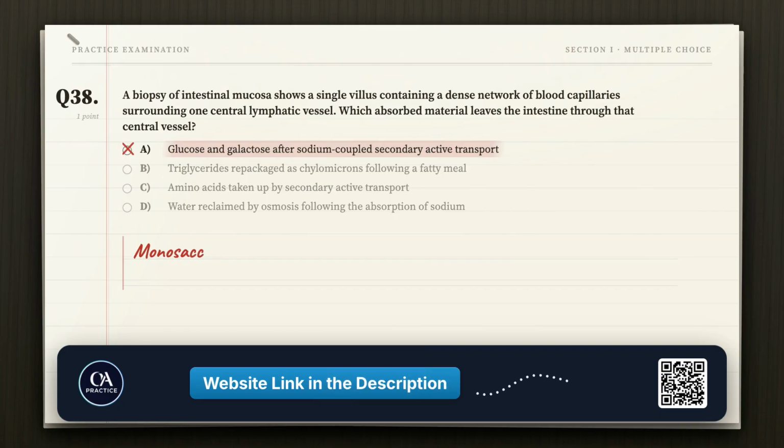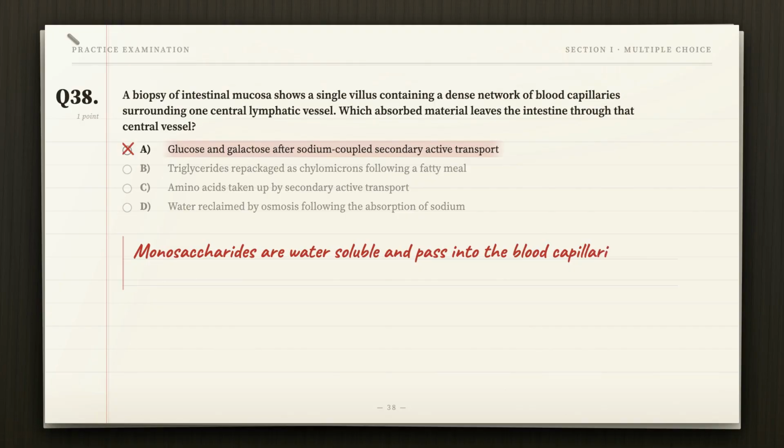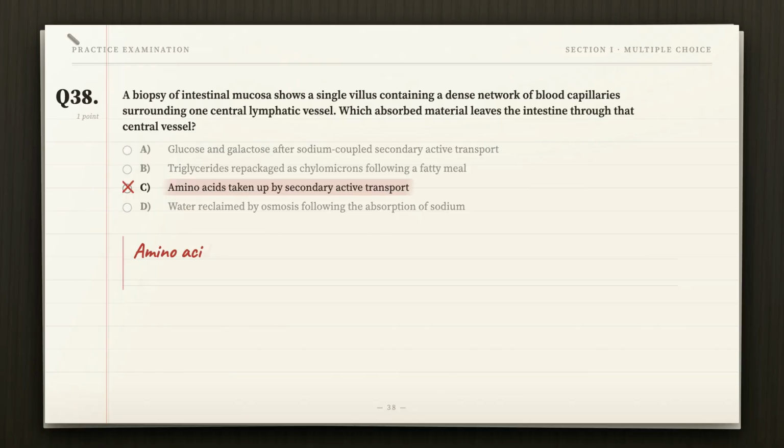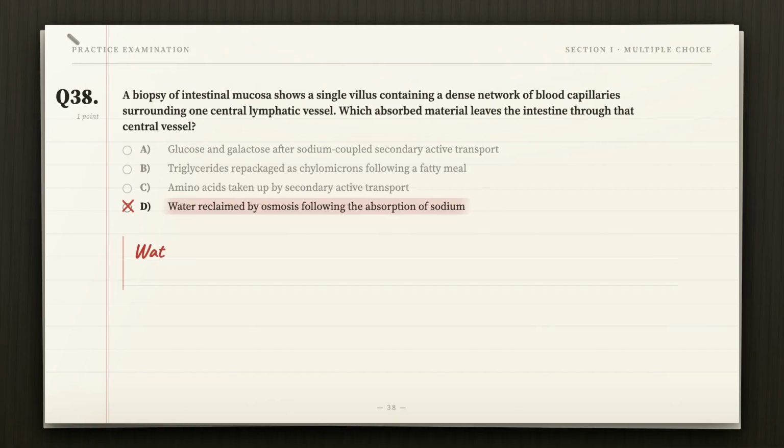A is wrong because monosaccharides are water-soluble and pass into the blood capillaries of the villus, then travel by the hepatic portal vein to the liver. C is wrong because amino acids follow the same route as sugars, entering the capillary blood and draining into the hepatic portal vein. D is wrong because water is absorbed osmotically into the capillary blood alongside solids.